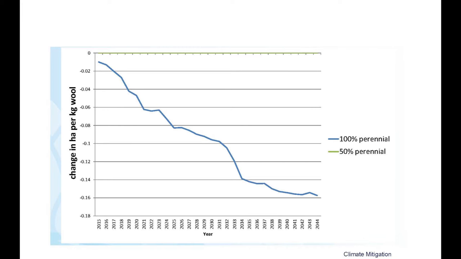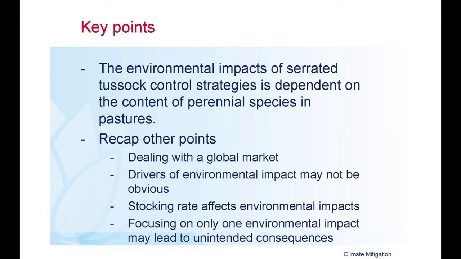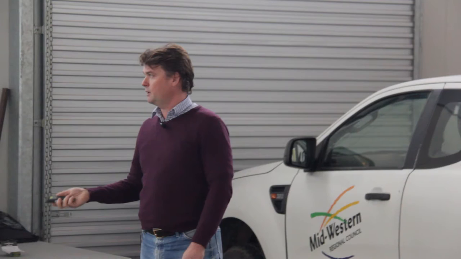Righto, so the environmental impacts of serrated tussock control strategies is dependent on the content of the perennial species. And if we could model something like cocksfoot, as well as the natives, or red grass that's more tolerant, then we'd see that species is probably going to have an impact as well. And then I was going to recap other points, but I won't.